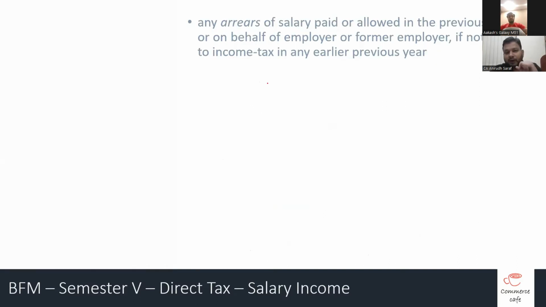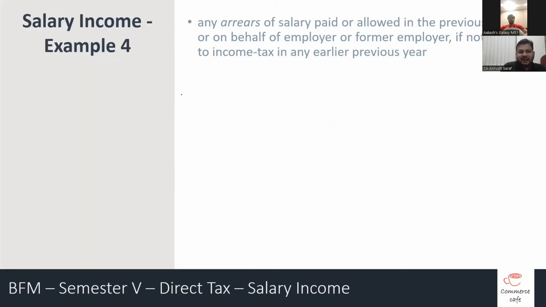Now there was a third point also that we had skipped at that time. And the third point was any arrear of salary paid or allowed in the previous year by or on behalf of an employee or employer or former employer, if not charged to income tax in any previous year.